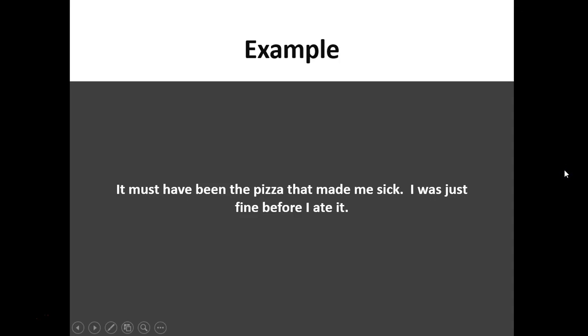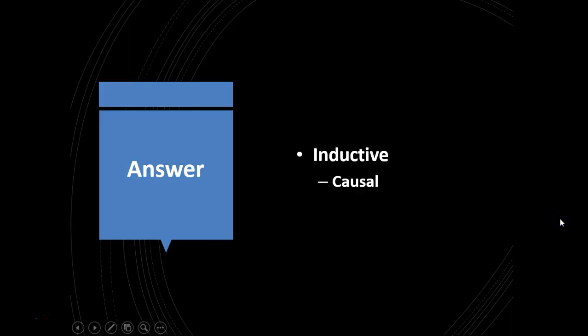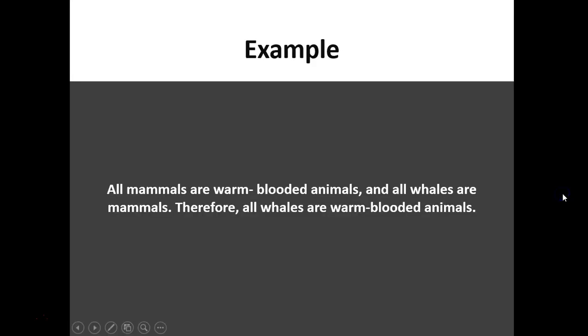Example: it must have been the pizza that made me sick. I was just fine before I ate it. That's inductive, and it's causal. Your conclusion is that it's the pizza that made me sick. Well, how do you know? I was fine before I ate that, so it must be the pizza that caused the sickness.